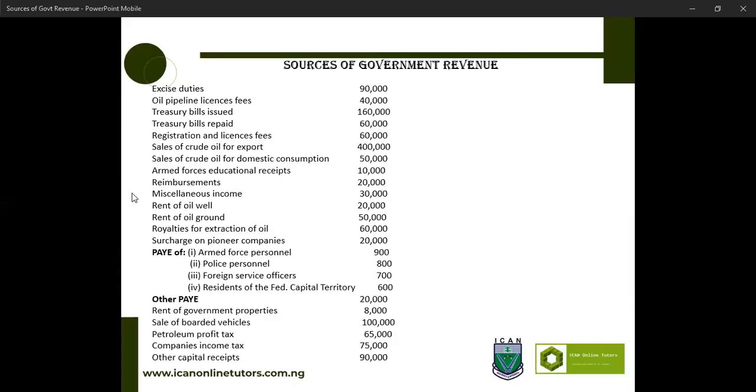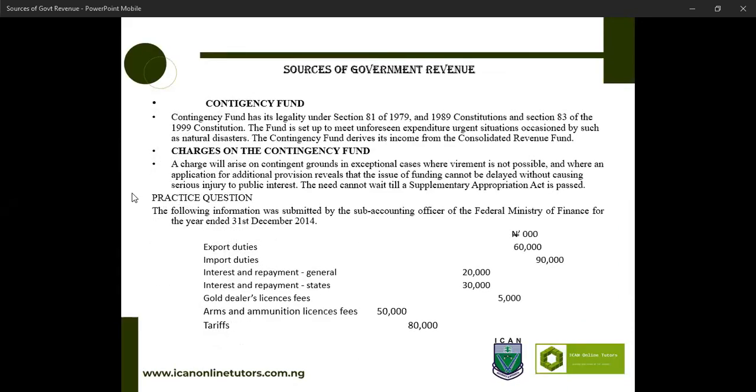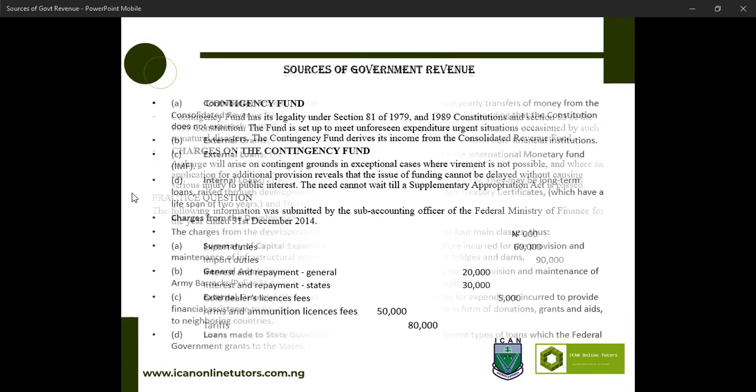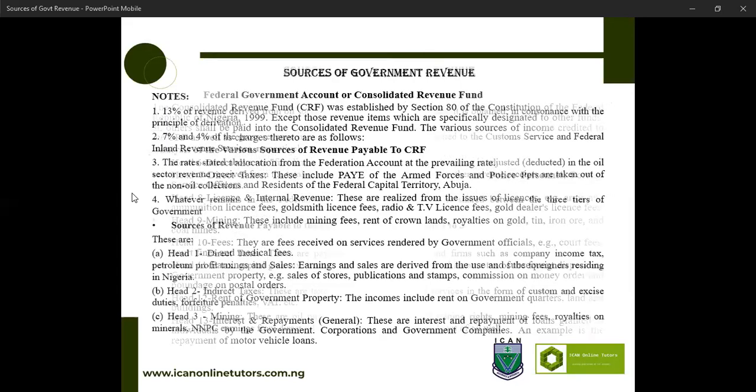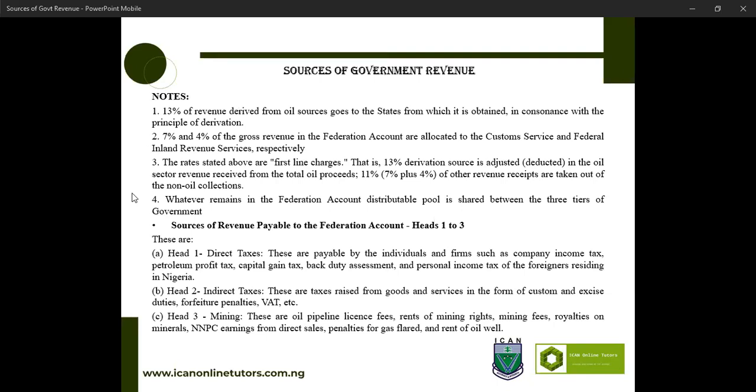We need to have an understanding of this, because if you don't get that clearly, it will affect our inputs. Please, let us study that very well again. Ed 1 to 3 relates to who? Relates to the Federation account. And what are the types of revenue that we are expecting under Ed 1, 2, and 3? We have direct tax, which includes the following: company income tax, petroleum profit tax, capital gain tax, back duty assessment, personal income tax, foreigners residing in Nigeria. Indirect tax, we have what? Custom duties, excise duties, forfeiture penalties, value added tax.